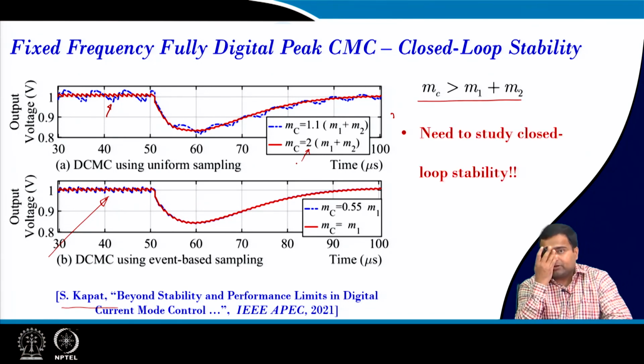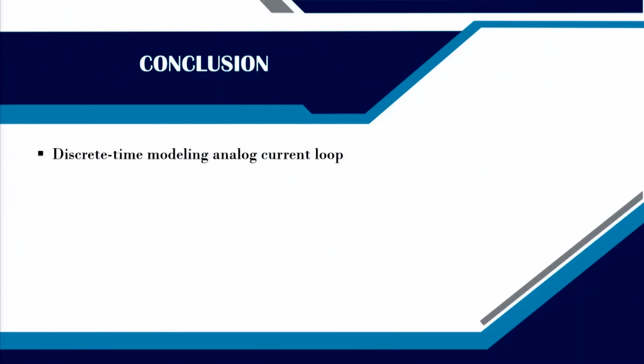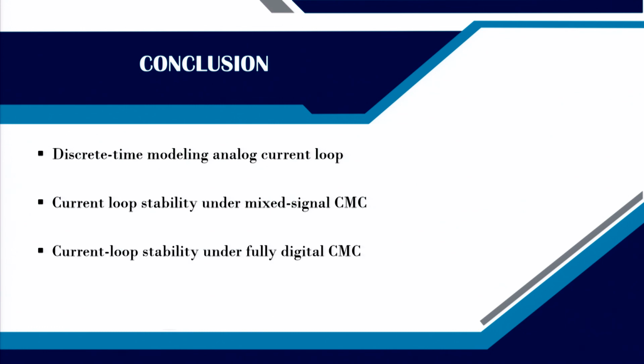So that means we need to go for closed loop stability analysis. Only inner loop stability is not enough, and we need a detailed system model. So in summary, we have discussed discrete time modeling with analog current loop. We have discussed the current loop stability under mixed signal current mode control. We have discussed current loop stability under fully digital current mode control, and in all this we have only considered the closed inner loop, with the outer loop still open. And we saw that with only inner loop stability, we can ensure stability when there is no closed loop controller. But once we have the closed loop controller, the stability requirement becomes more complicated, and we need the full model of the system.